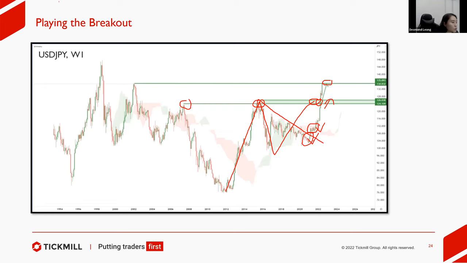At least then you will know the strength of your take profit area, the likelihood of price going to your take profit area. Okay, so in this case, we were using this swing high as our take profit area, and true enough, price went up there.